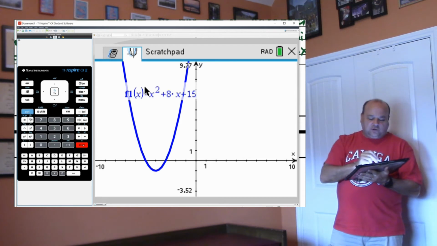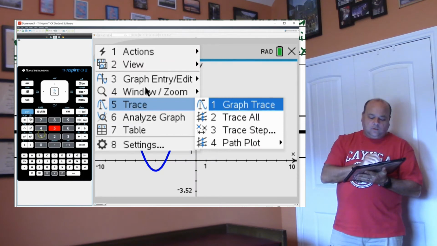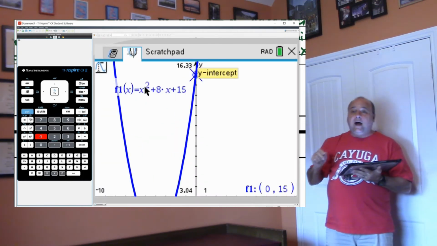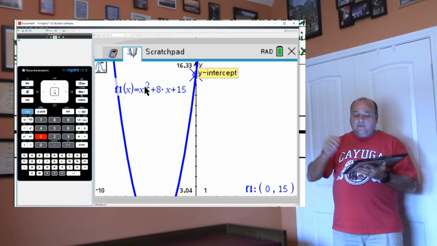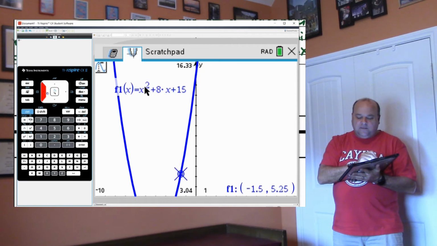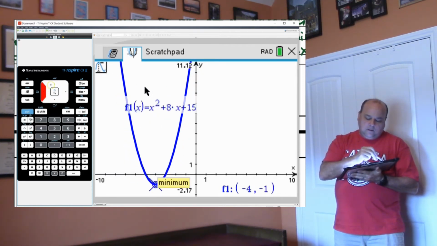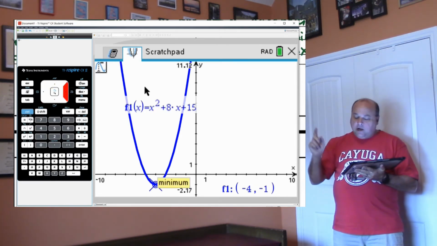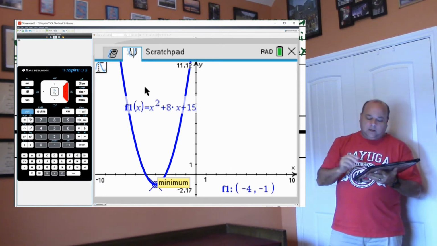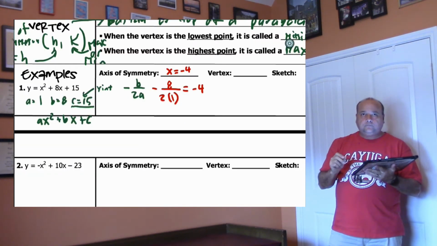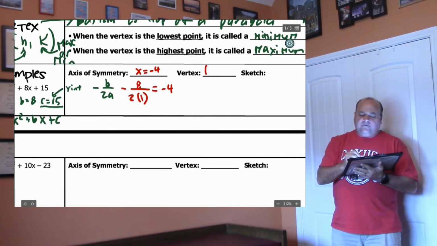Now remember, we're going to graph trace, so menu, trace is 5, graph trace is 1. And notice my y-intercept, 0, 15, which is that c. Remember I said the c would be your y-intercept? The 15 is the y-intercept. Now keep hitting the down button until you get to the bottom of the graph. And right there it was. Notice it's negative 4, negative 1, which is exactly the ordered pair we got, wasn't it? So let's go back to here. The vertex is going to be negative 4, negative 1.